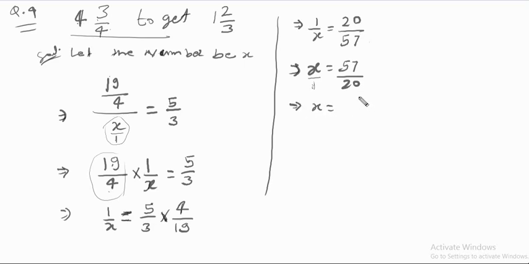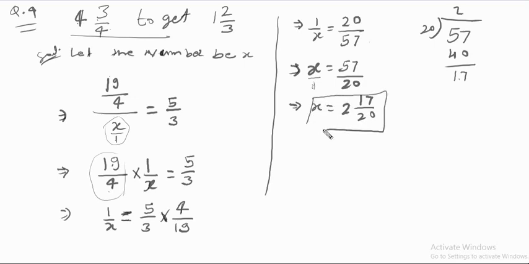Now x is equal to 57 by 20. 20 2s are 40, then the remaining is 17. So we can write it as 2 17 upon 20. That is our answer. It means when we divide 4 3/4 by this number, then 1 2/3 will come.